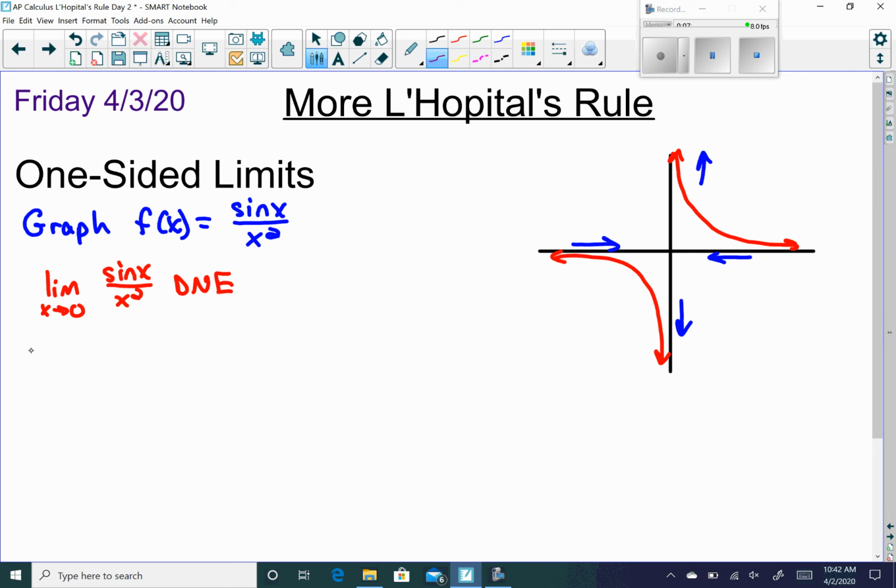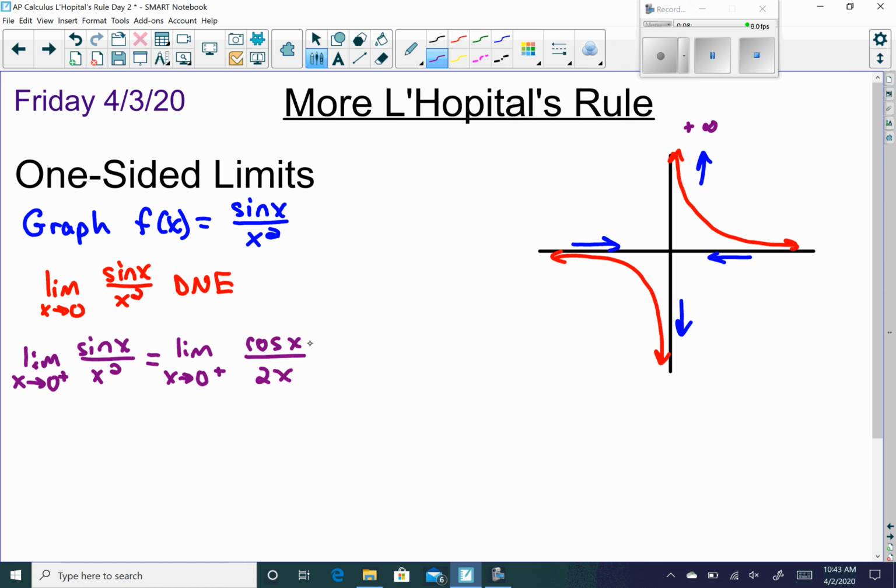Let's take a look at the limit of sine x over x squared as x approaches 0 from the right. Graphically looking, we know that it's increasing without bound, so it should give us a positive infinity, but let's algebraically confirm this. So again, I would get 0 over 0 if I substituted this in. So we're going to take the derivative. We're going to get cosine x over 2x.